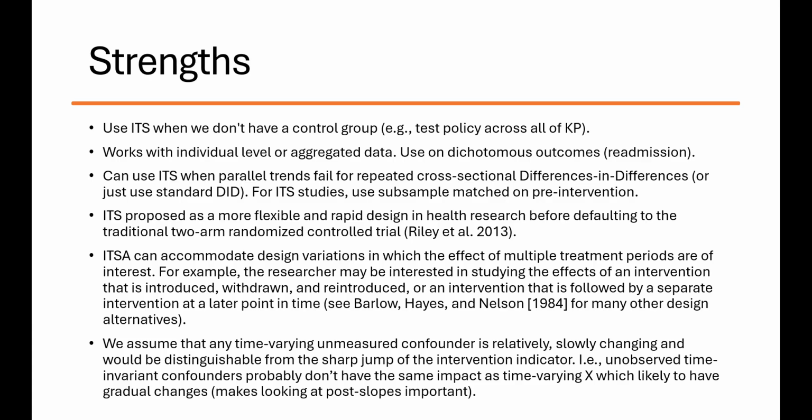ITS is proposed as a more flexible and rapid design in health research before defaulting to the traditional two-arm randomized control trial. ITS can accommodate design variations in which the effects of multiple treatment periods are of interest. For example, the researcher may be interested in studying the effects of an intervention that is introduced, withdrawn, just like our last example, and reintroduced, or an intervention that is followed by a separate intervention at a later point in time. So if we have our intervention, it's introduced and then removed, we can test that way.